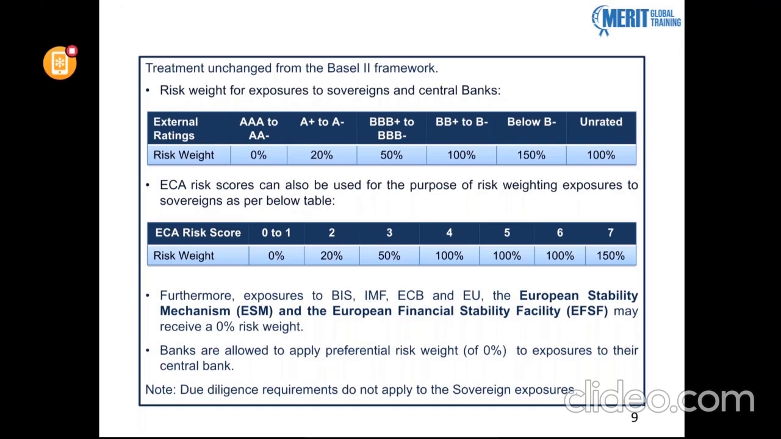Brilliant. Let's look at each of these exposure classes and see where we have changes, and when we don't have changes, we will just move on quickly. Exposures to sovereigns. You remember we discussed this under Basel II. Treatment is unchanged from Basel II. There is no change to the way we risk weight exposures to sovereigns under Basel IV. It's the same as under Basel II. So AAA to A minus continue to be 0%, 20% for A plus to A minus, and for unrated sovereigns, central governments or central banks, it will continue to be 100%.